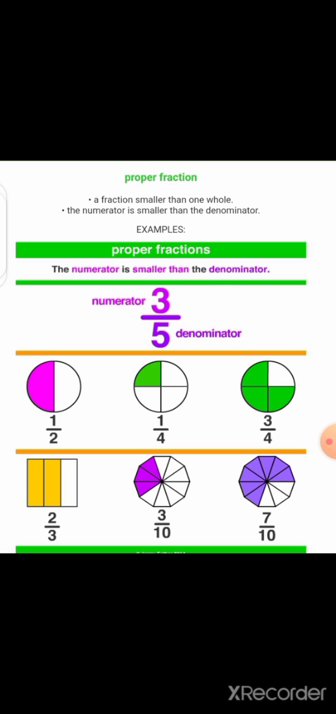Here are more examples. 1 over 2, 1 over 4, 3 over 4, 2 over 3, 3 over 10, 7 over 10. In all these figures, if you look carefully, denominators are bigger and numerators are smaller. So when the numerator is smaller than its denominator, then it is called a proper fraction.